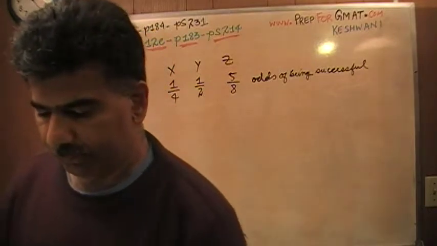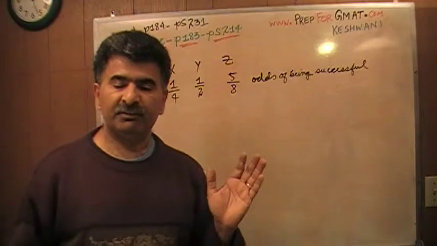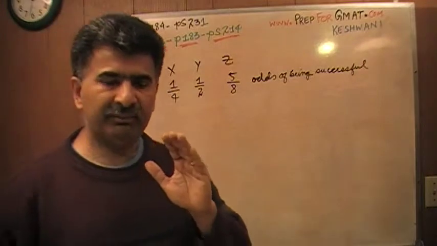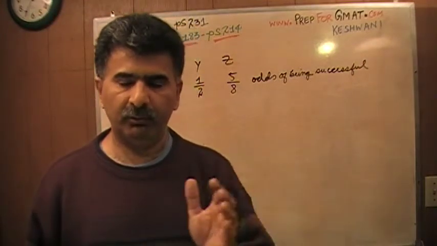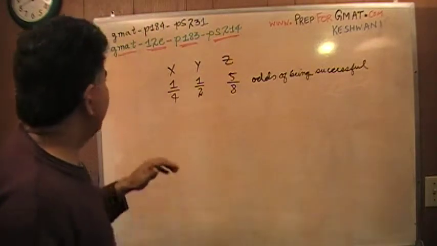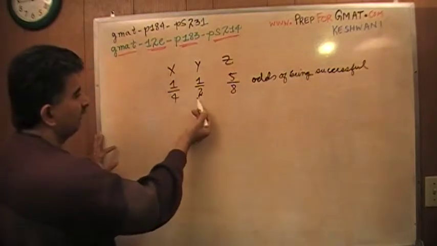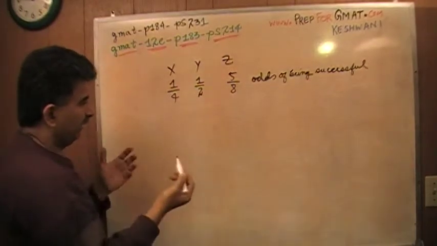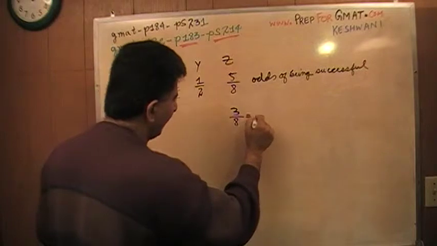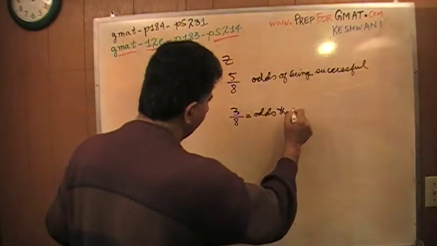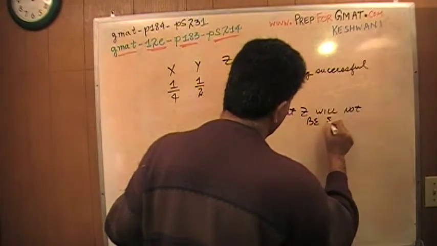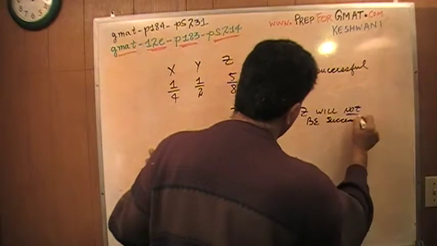The most important word here is independently, because these probabilities are independent. These are independent events. The odds of X being successful at solving the problem has absolutely nothing to do with what Y does or what Z does, and vice versa. They are independent probabilities. Therefore, the odds that X will be successful and Y will be successful and Z will not be successful is, well, let's take a look at it. We know that the odds that Z will be successful is 5/8. So 3/8 are the odds that Z will not be successful.